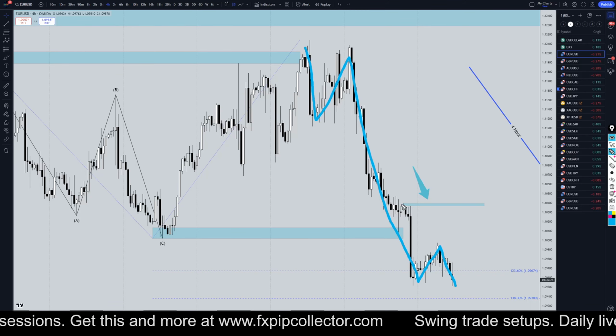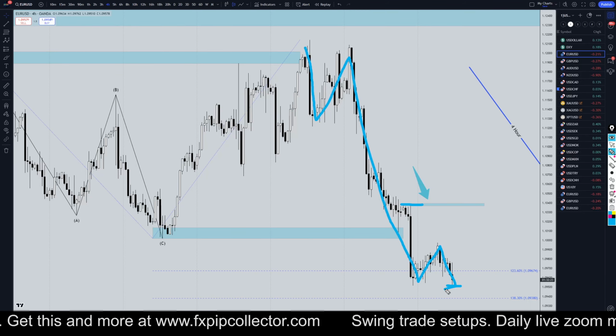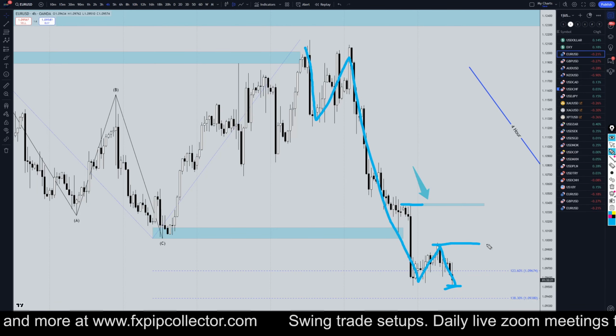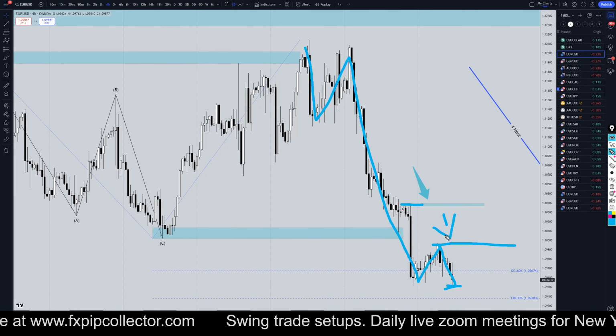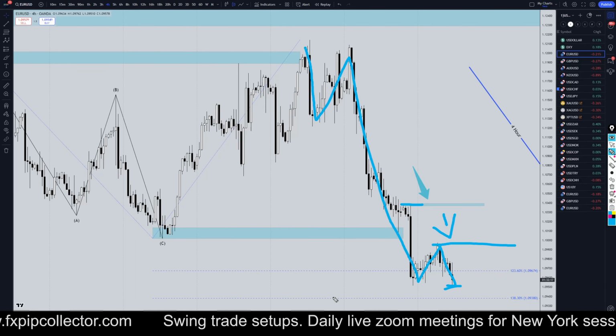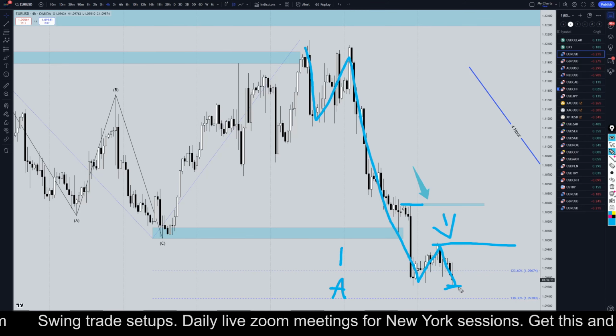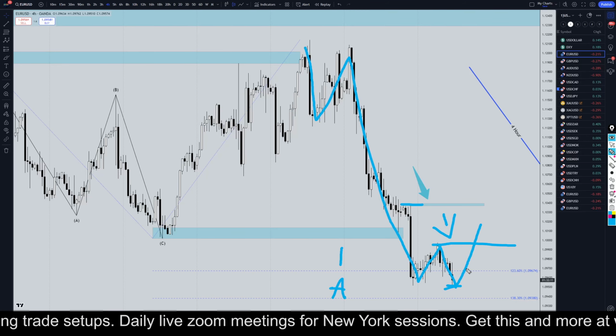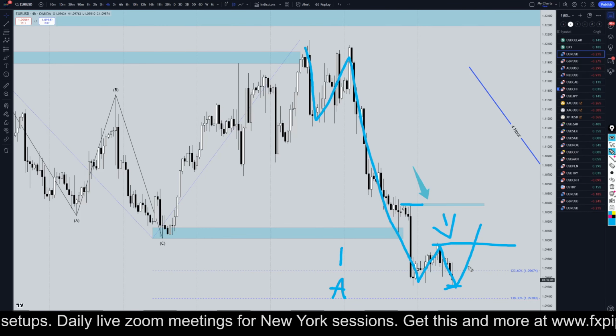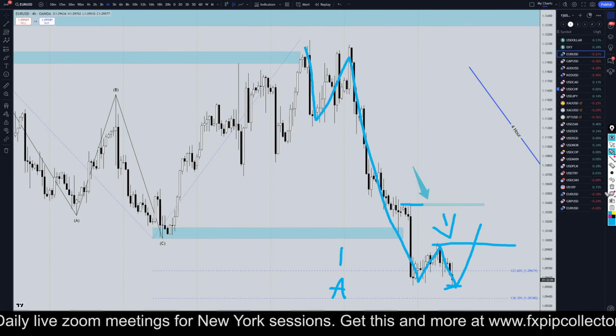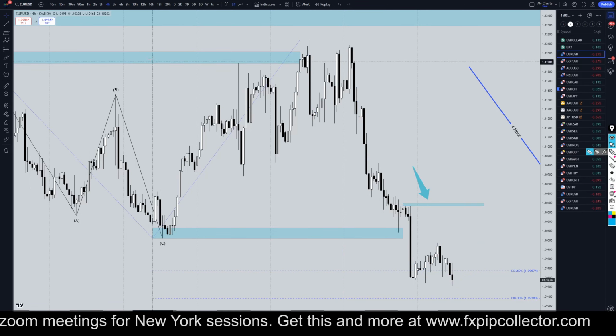My last structure level was technically up here, but now that it's made an equal low, I think if it breaks this structure right here, that will tell me that this downtrend is over, that the wave A or wave 1 is complete. And like I was just explaining on the daily, the next move up should be either a wave B or a wave 2. But once we break structure, I definitely will start looking for longs in an uptrend again.